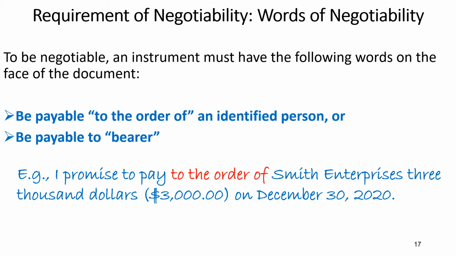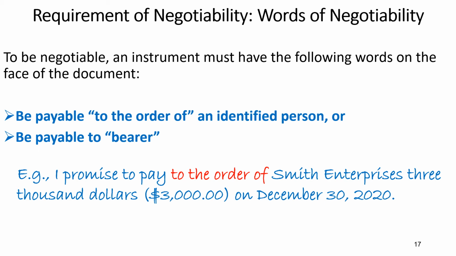But Smith Enterprises could sell it now in September or October and get a discount, because nobody's going to pay you exactly what it's worth in the present when they've got to wait to see if it matures. But maybe they could get $1,500 for this promissory note in September, and then the third party who purchased it from Smith Enterprises will get the $3,000 in December when it becomes due.